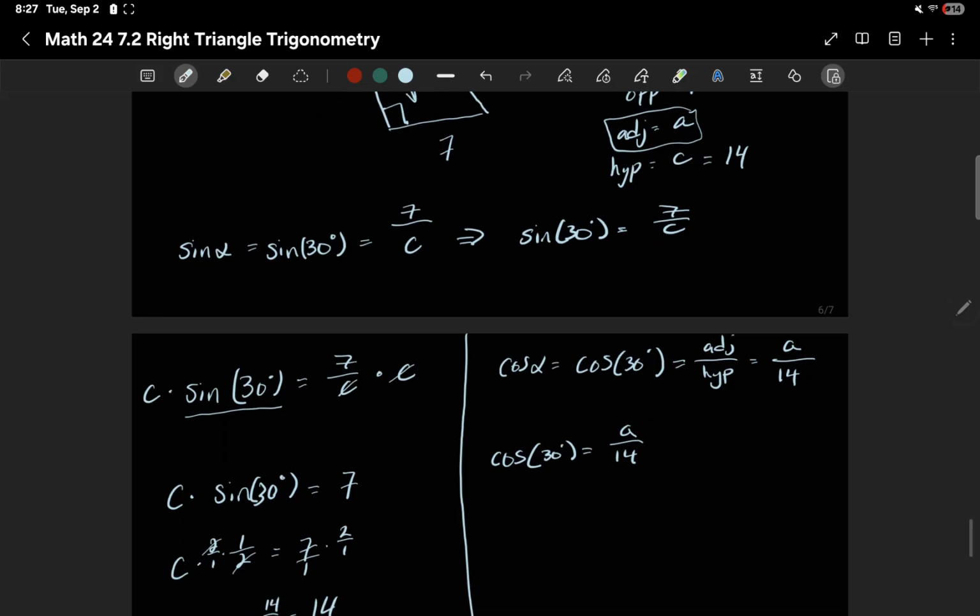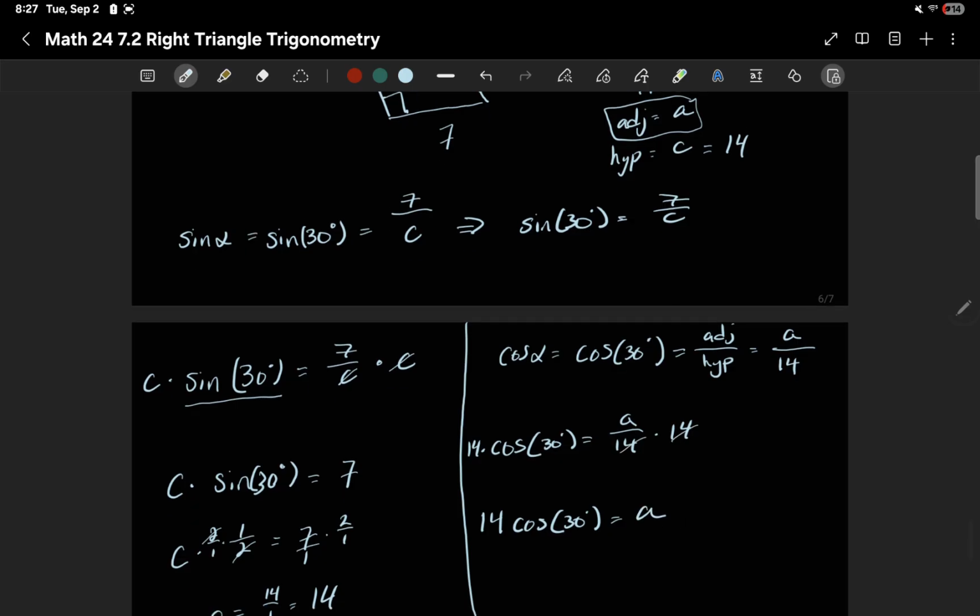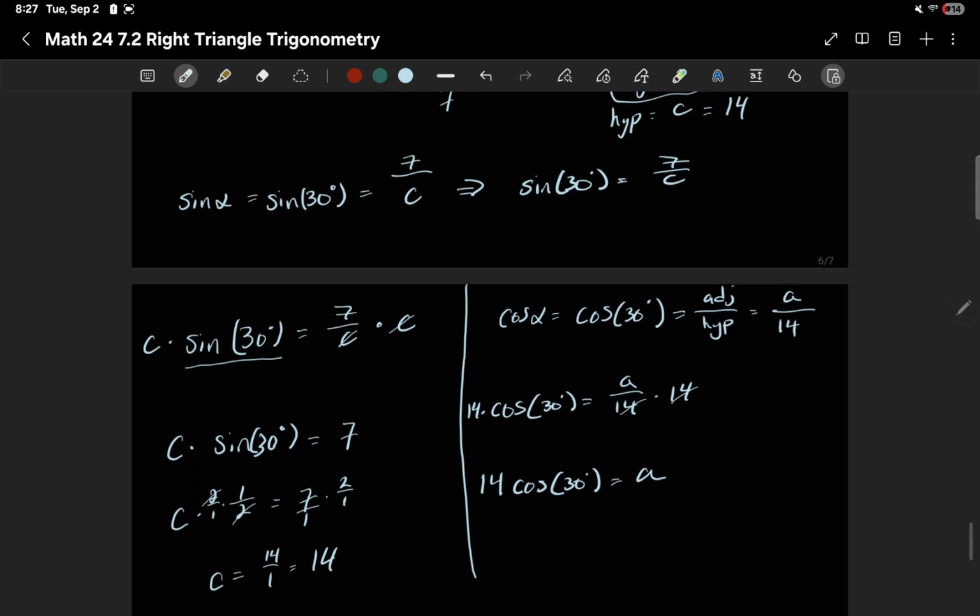And here the only variable we have is a, so we want to get a by itself. So we'll multiply the right side by 14 for the 14s to cancel out. If we do it to the right side, we have to do it to the left side. So we have 14 times cosine of 30 degrees is equal to, the 14s cancel, and we just get a. So all we have to do is a little arithmetic on the side.